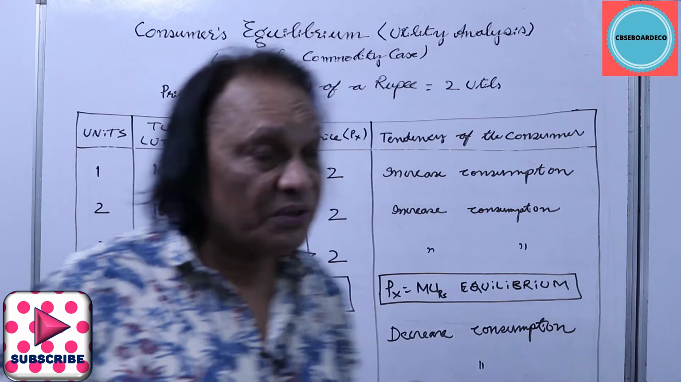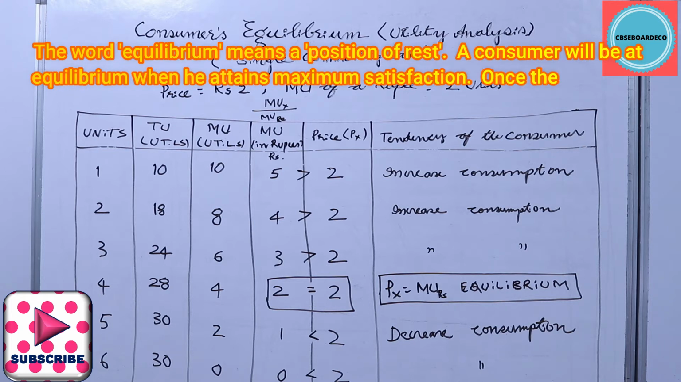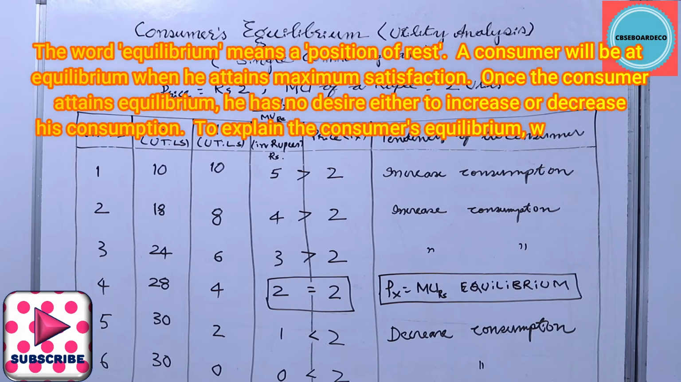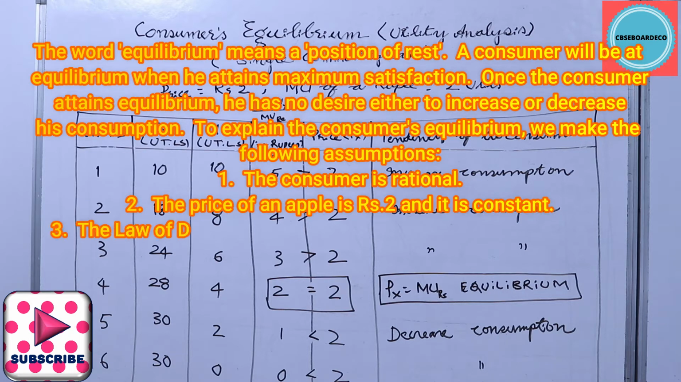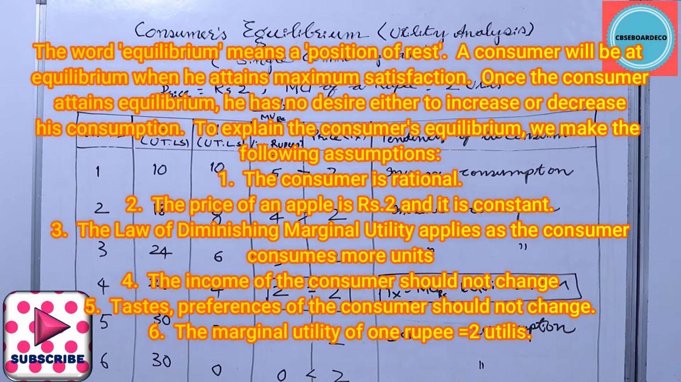Here, look at the table, you'll understand better. I'm going to the board. This is consumer's equilibrium in utility analysis, a single commodity case. Look at the board carefully. The price of the commodity we have taken as ₹2. We assume the marginal utility of a rupee is 2 utils. That means when you spend a rupee in the market, you are getting satisfaction worth 2 utils. This is just an assumption.